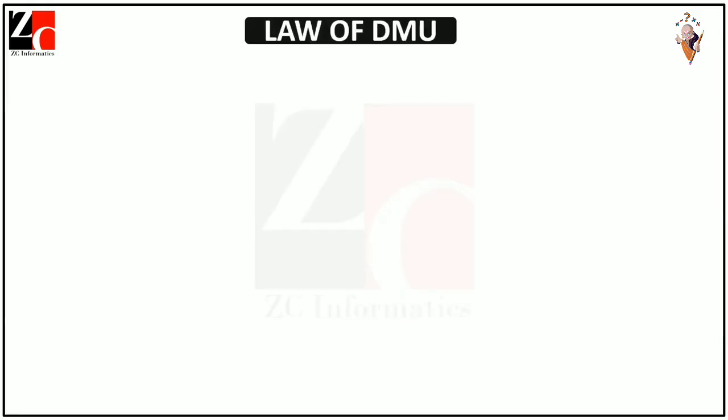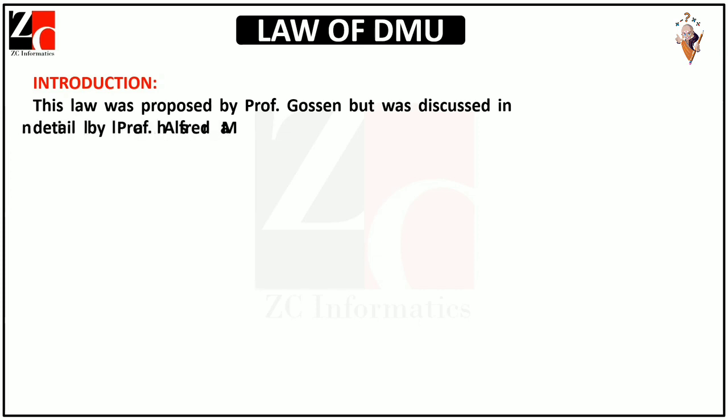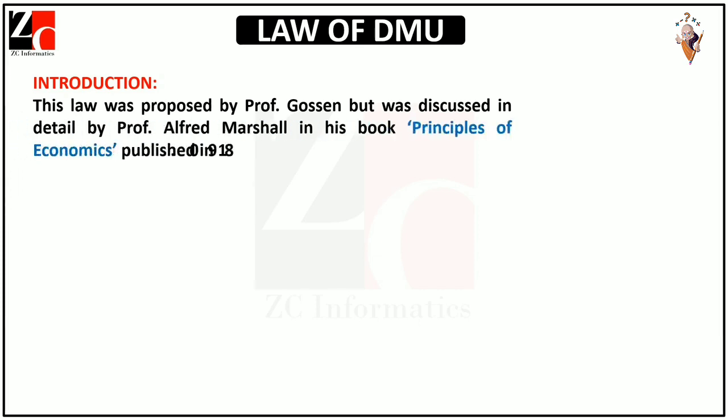Law of diminishing marginal utility. Introduction. This law was proposed by Professor Gossen but was discussed in detail by Professor Alfred Marshall in his book Principles of Economics, published in 1890.